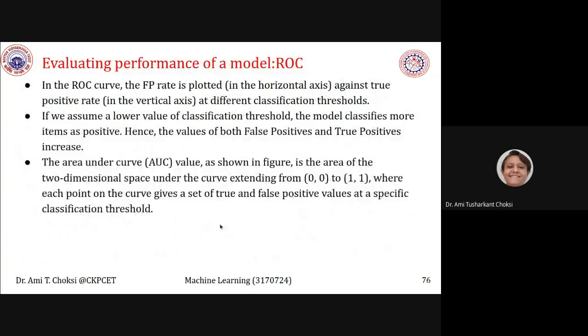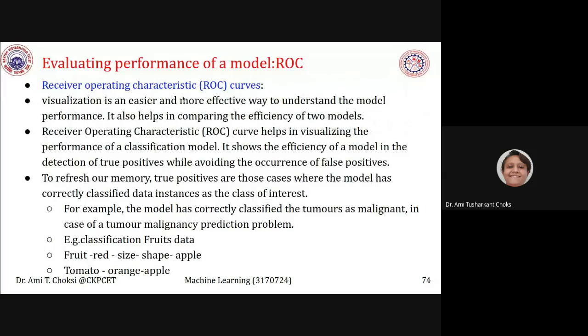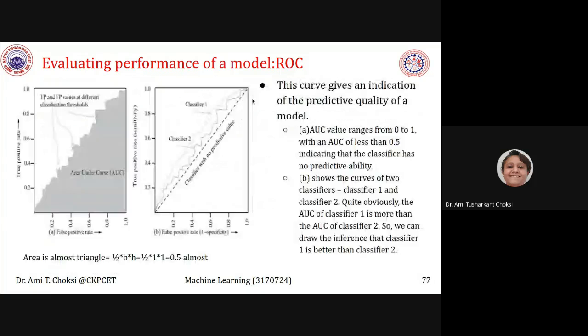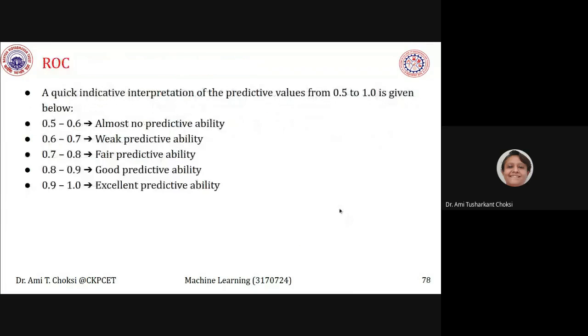This is the ROC, the receiver operating characteristic curve, where we have the true positive rates on the vertical side and the false positive rate on the x side, right? Now, a quick indicative interpretation of the predictive values from 0.5 to 1 for the area under the curve.